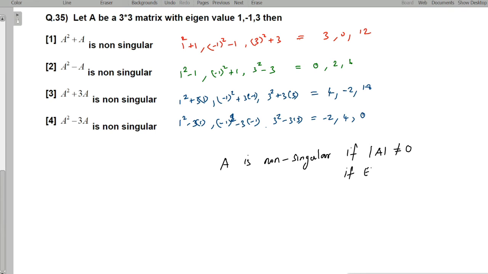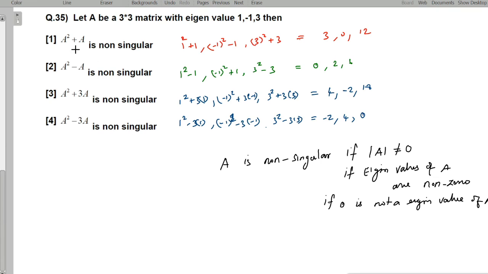That is, the eigenvalues of A are non-zero, or you can say 0 is not an eigenvalue of A. This is the meaning. So now by using the properties of eigenvalues, you can find out the eigenvalues of every term. It is possible to find all the eigenvalues of each new matrix.